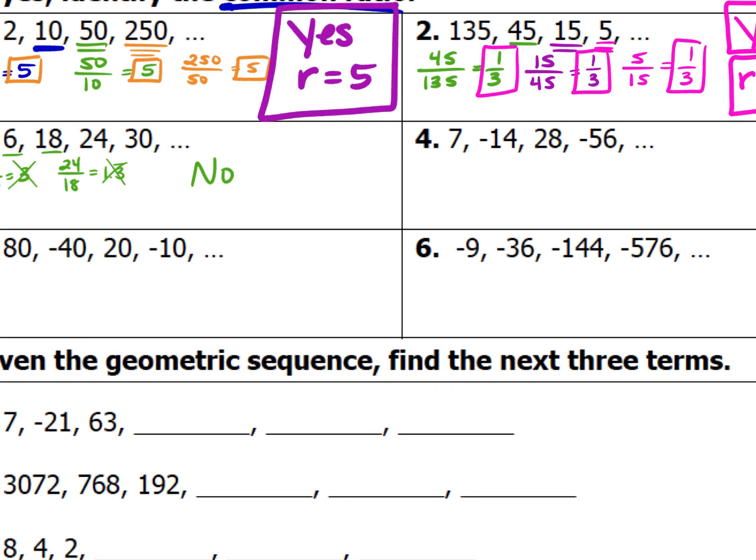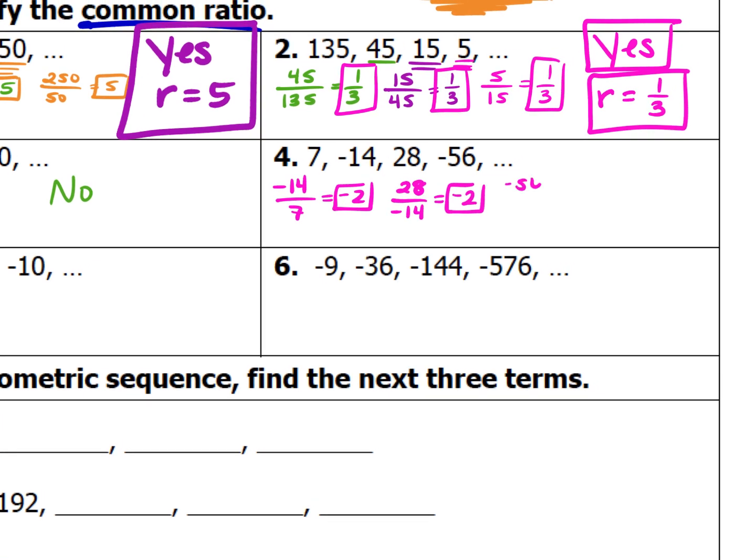What are you plugging in here on number 4? Negative 14 divided by, what's the previous term? 7. So you get a negative 2. Okay, then you go 28 divided by what? 28 divided by negative 14, also a negative 2. And then negative 56 divided by 28, also a negative 2. Is that a geometric sequence? Yes. And what is R? Your R is the negative 2.